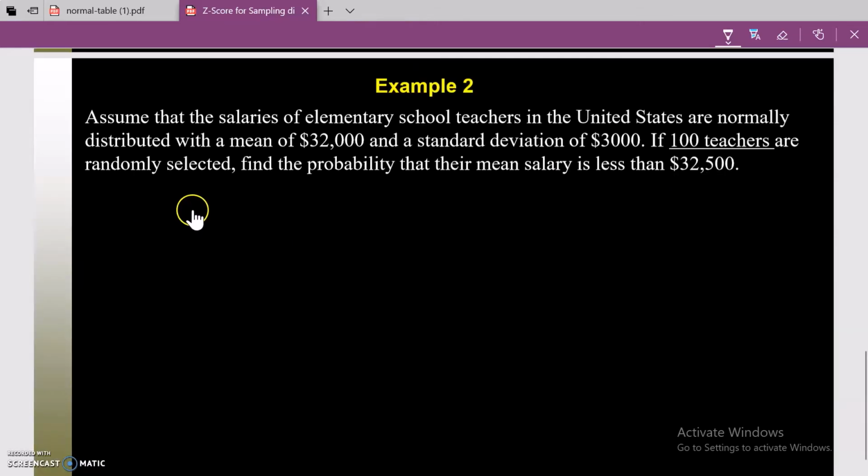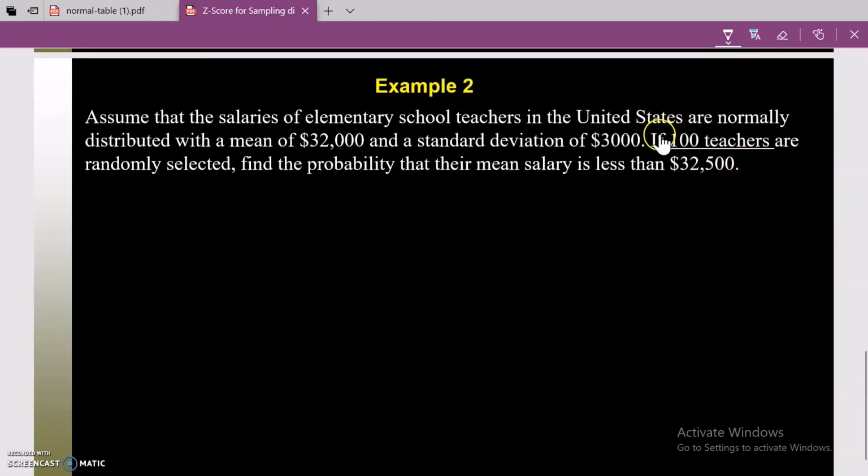Now let's see the second example. Assume that the salaries of elementary school teachers in the United States are normally distributed with a mean of $32,000 and a standard deviation of $3,000. If 100 teachers are randomly selected, find the probability that their mean salary is less than 32,500.